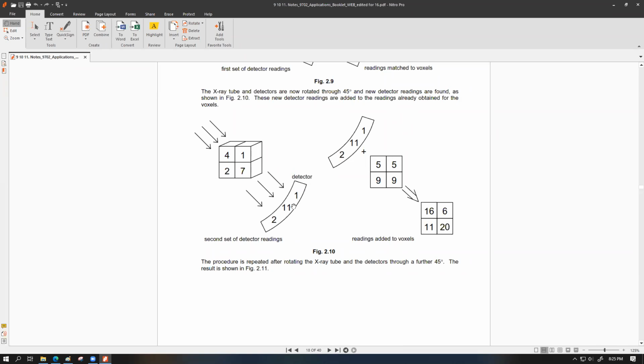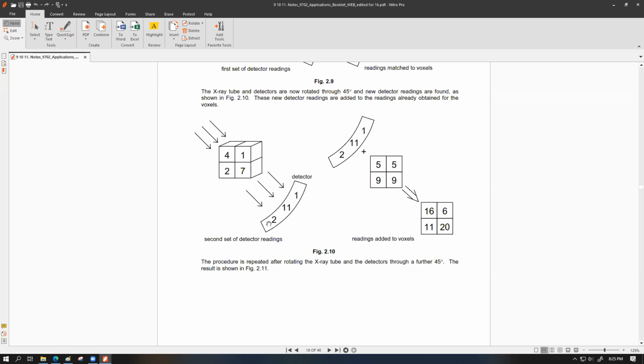readings. You have to understand why 3 readings, because we have 3 different alignments of absorption. One alignment is for 1, the second alignment is for 4 and 7 together, the diagonal alignment, and the third one is only for this last voxel, 2. So we have 1, 11, 2. We're going to add these voxel values.